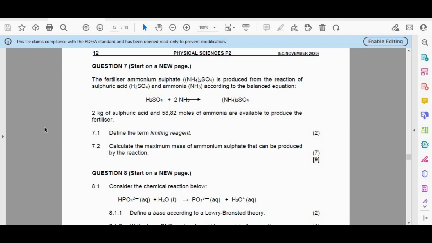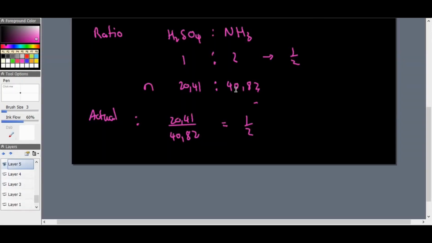Sorry to the learners, I missed the fact that they'd already given us the amount of moles that was available. So in actual fact this should be 58,82. Sorry Alex, was that what you were trying to tell me?